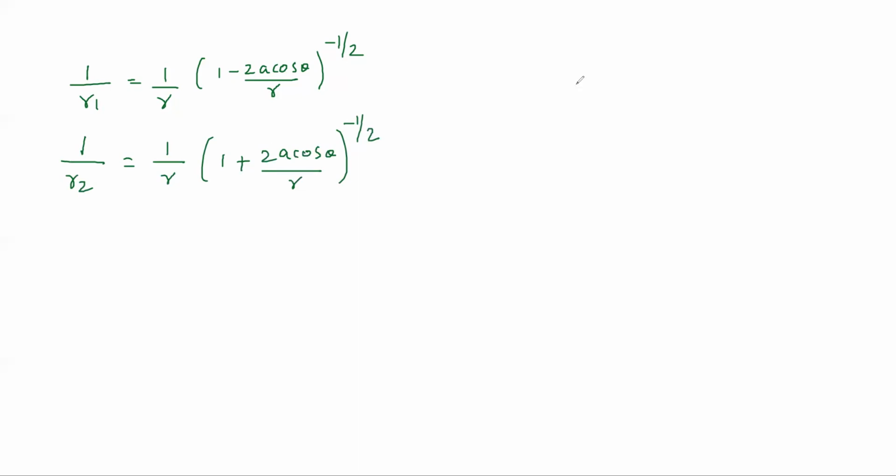Now, when you have some quantity 1 minus x the whole power n, we usually have 1 minus nx, and alternately plus n into n minus 1 x square by 2 factorial. It goes on, but we are neglecting the higher terms because they are very, very small. We are neglecting them because the distance is very, very large, R is much, much greater than A. So we will consider only the first few terms.